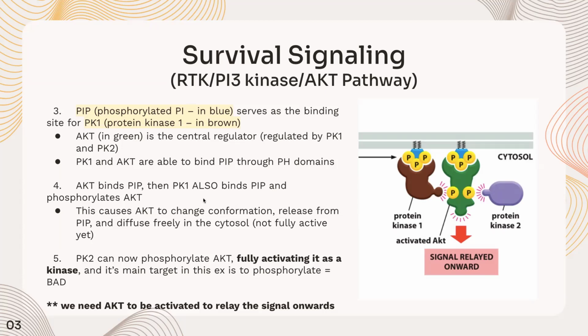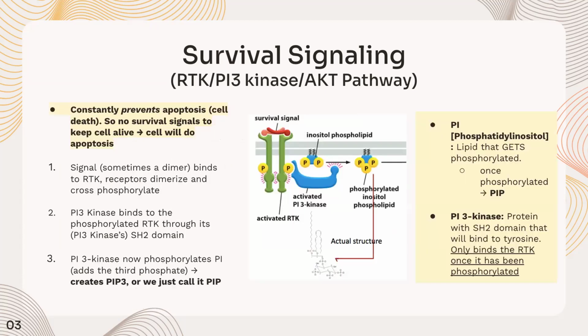PK1 and then the brown guy and then which other one binds for the AKT. Here, I'll explain the whole thing quick to you guys. I think I can make it make sense.